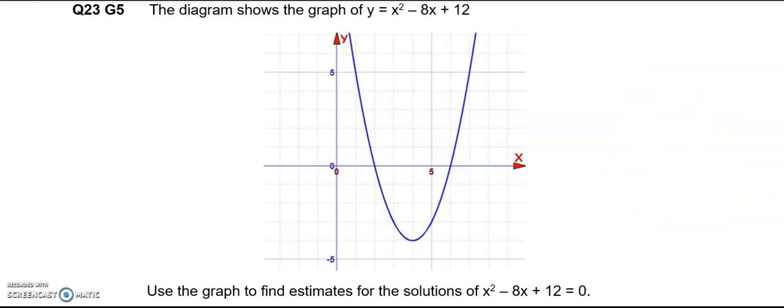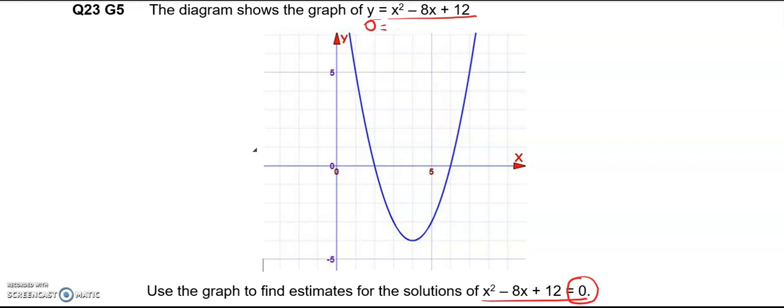The diagram shows the graph of y equals x squared minus 8x plus 12. For any value of x, this should help us work out the value of y. So what we have to do is use the graph to find estimates for the solutions of x squared minus 8x plus 12 equals 0. If I compare this with this, they are identical, but the only thing that changes is what they are equal to. And in this case, it's 0.